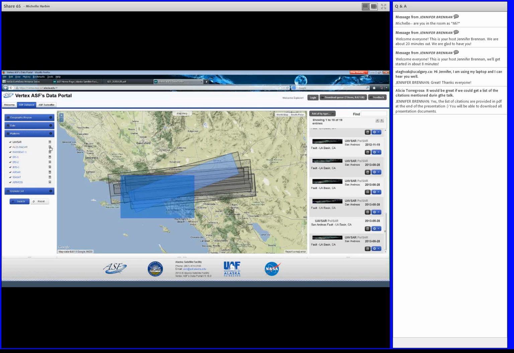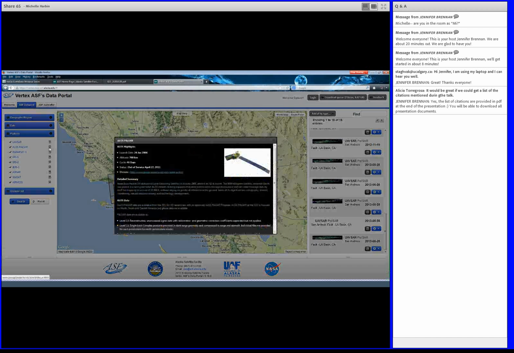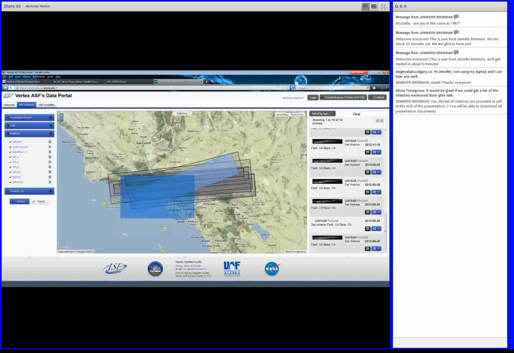You can get additional information by selecting this little icon to the right. So for example, I click on ALOS, I find out that it launched in 2006 and it went out of service in 2011. So I'm going to change my date to 2010. Then I'm hoping that I will also get ALOS data in addition to the UAVSAR data that I've already found. I'm going to click search.